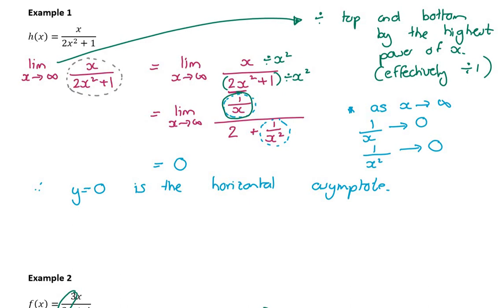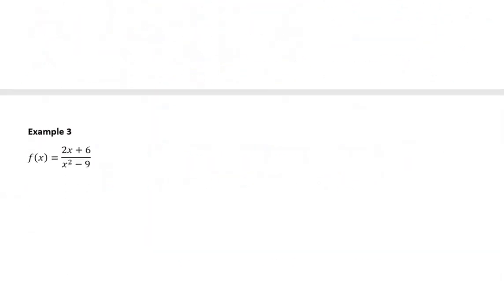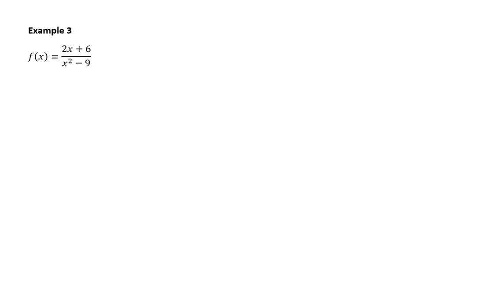And so you start getting used to the fact that if there's a higher degree on the bottom, your asymptote lands up being at 0. Okay, now we're going to discuss that some more, so don't worry if you're not comfortable with that. So this particular one, let's have a look.